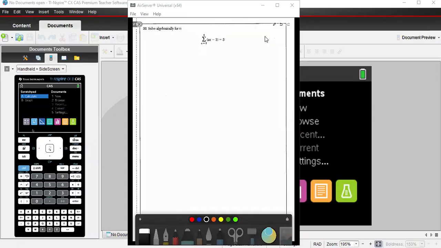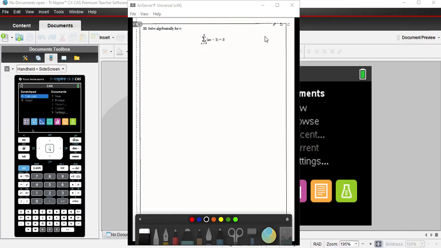Hey, I saw this question on the Algebra 2 Regents exam, the August one, and I thought it was interesting because I've never seen a summation where they ask you to solve for X. Now I'm going to do it two ways. I'm going to do it algebraically, and I'm also going to show you how to use the calculator.